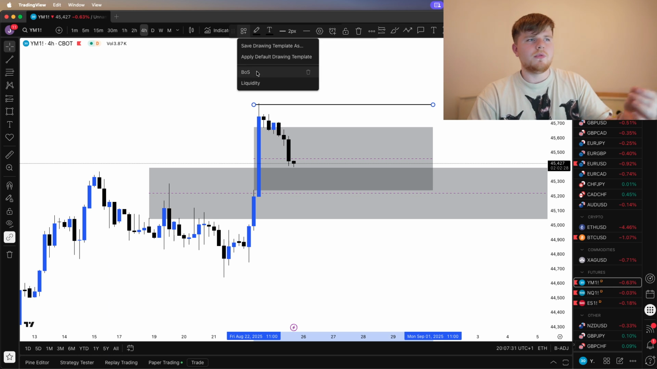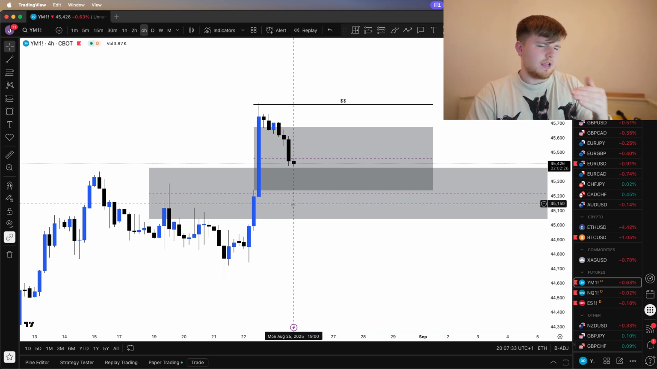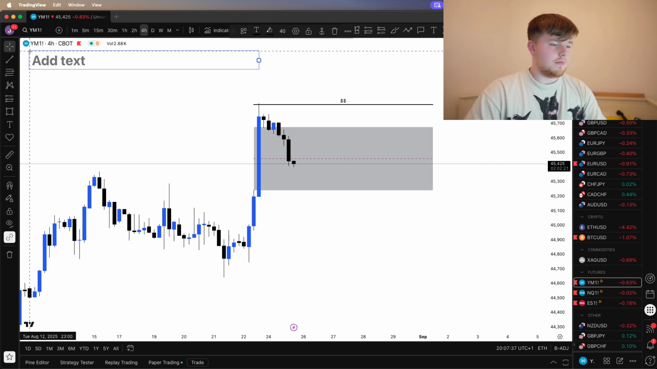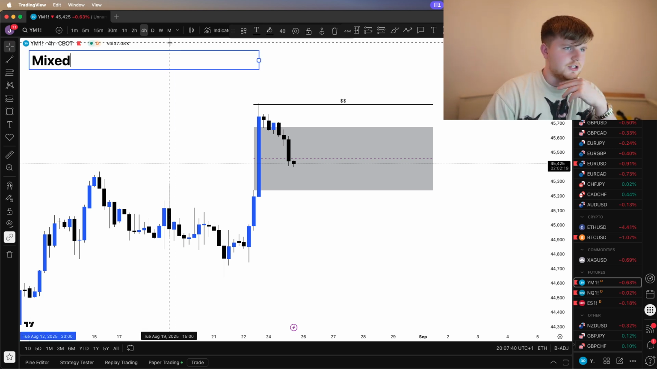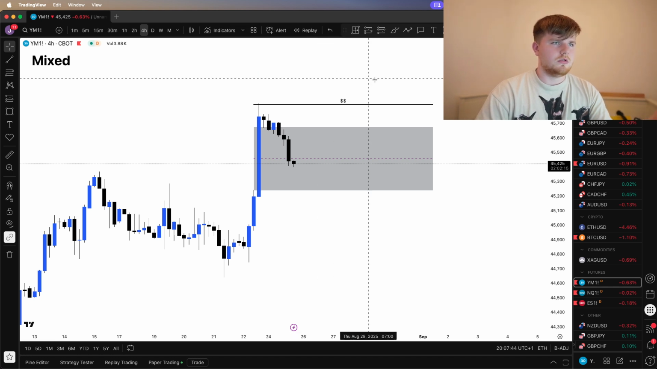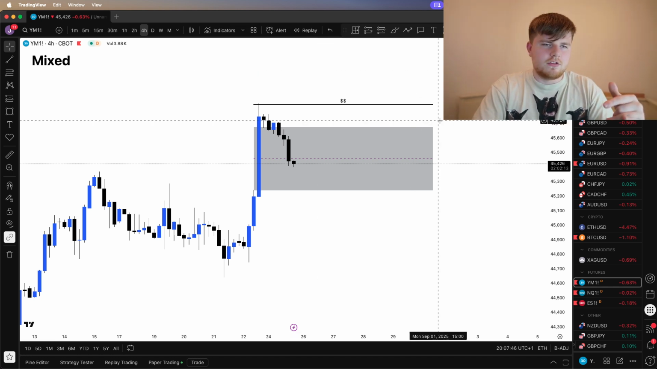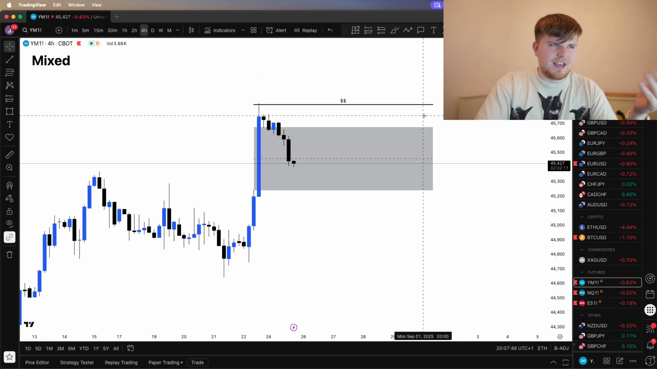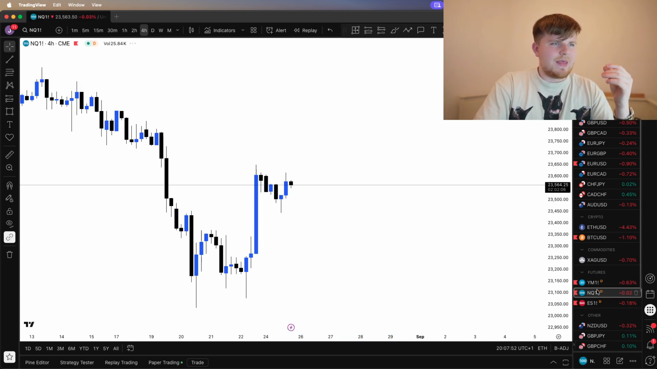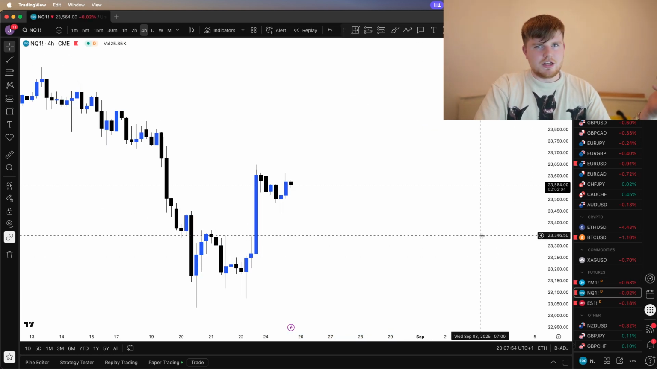We can't assume things are going to happen here because it's so far away. It's just mixed, right? It is mixed, plain and simple. The daily needs to retrace down, but the 4 hours already finished doing that. So what are we going to do? One of those things is going to be wrong, and we can guess, but we don't really have an educated guess. It's literally 50-50.